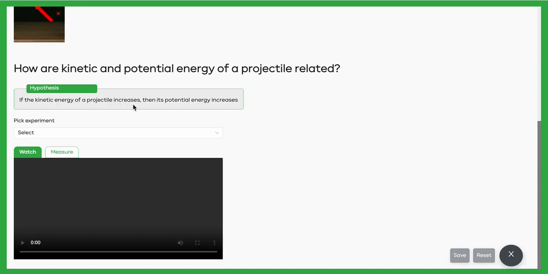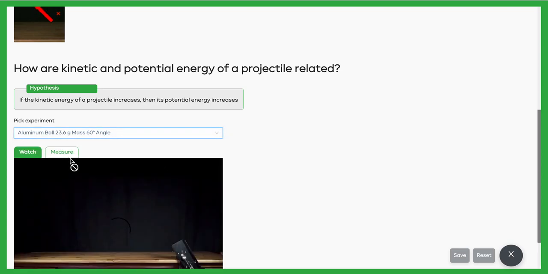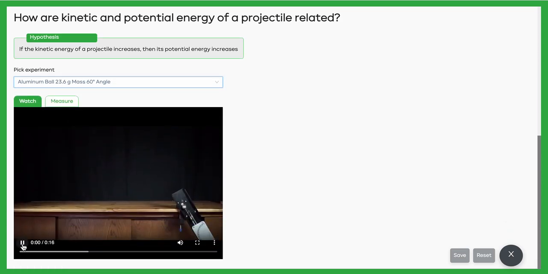I'm just going to click one randomly, and then you'll go into the experiments. We do have those three different masses of balls at a few different angles. Let's pick one out and go ahead and press play.